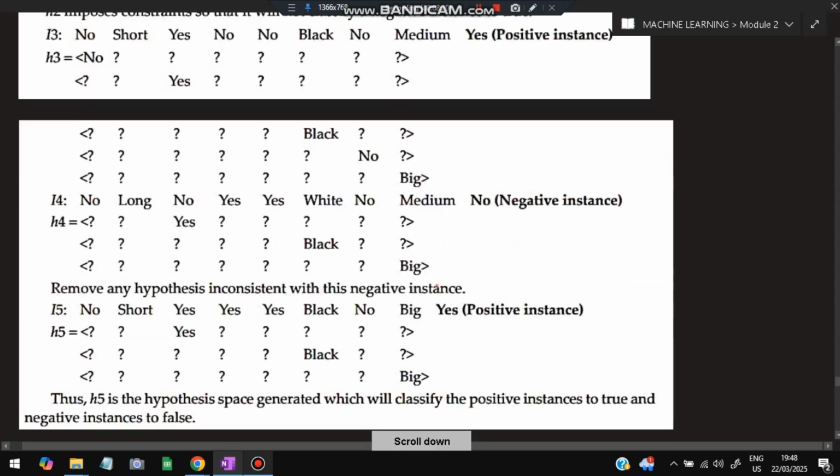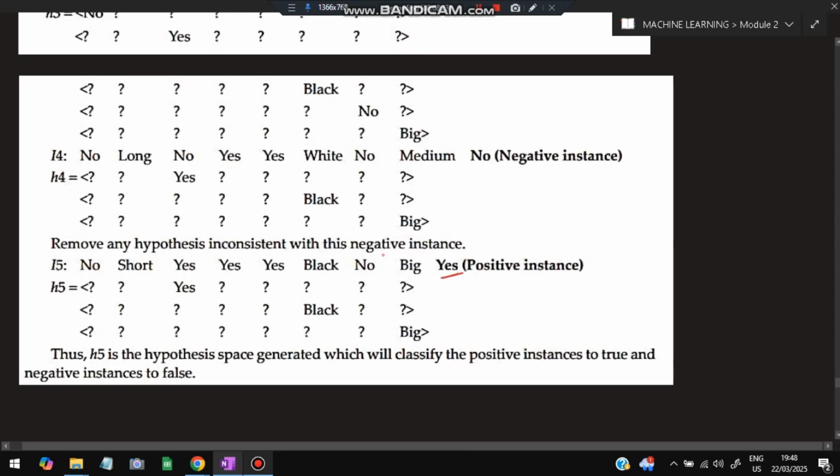Okay, done. The last one is a yes, which means a positive instance, and we'll be comparing this one with the values which we have got. Here it's all question mark, so no, it does not make any difference. Here all question mark, so short also does not make any difference. Here it is yes, and here also it is yes, so we'll retain yes. Question mark, ignore. Black is here, so we'll keep black here. And there's a question mark, so we need not worry about that. And here we have a big, and here also we got a big. So these three hypotheses which we have got, this is called a single hypothesis. This is the final answer of the specific one.